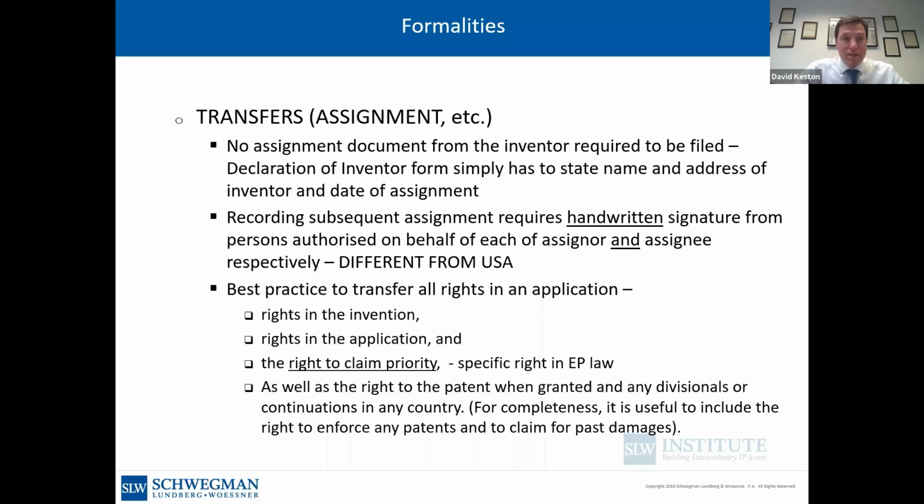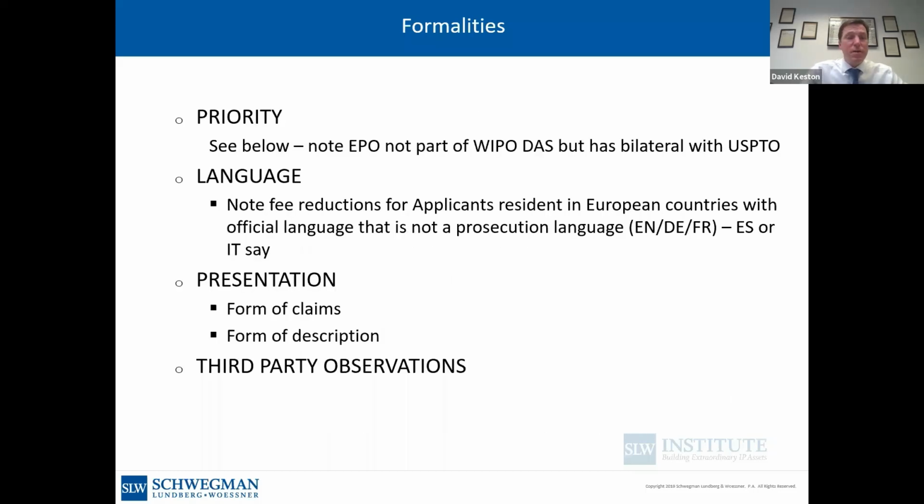So as I've listed there, it's best to transfer all the rights in the application, including the right in the invention, in the application, and the right to claim priority, but also rights of the patent when granted, and divisionals, even to enforce the patents or the claim to past damages. So I mentioned priority, and priority I'm going to deal with separately rather than as one of these items here.